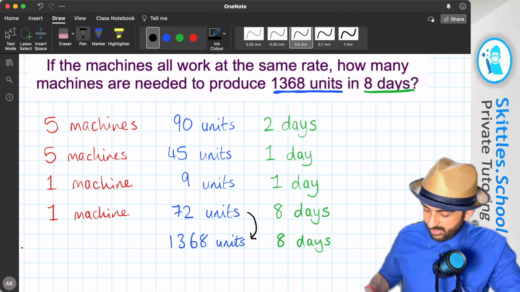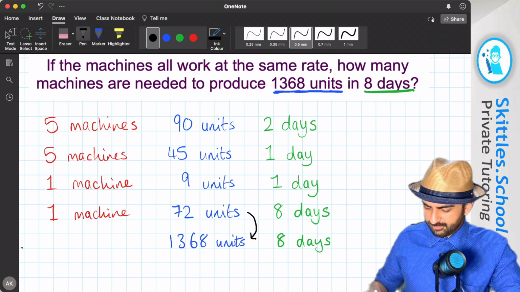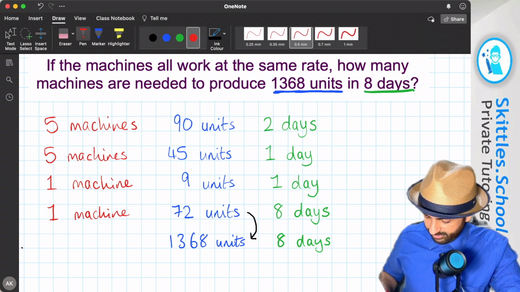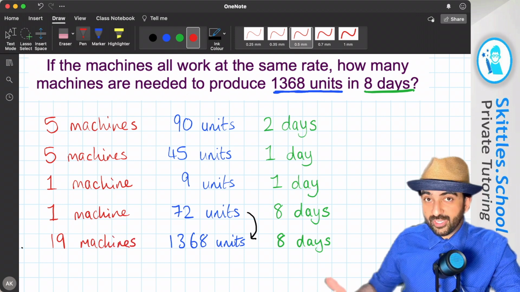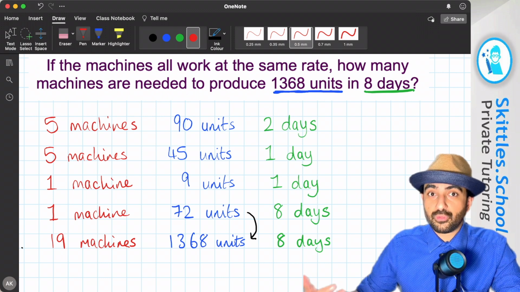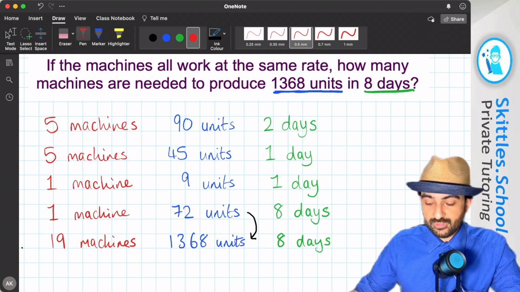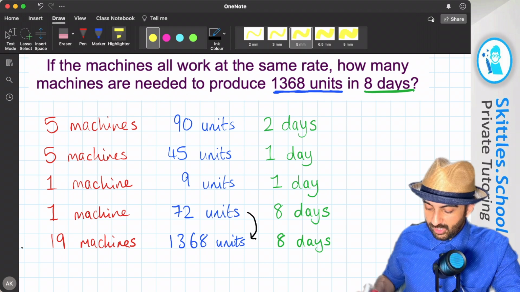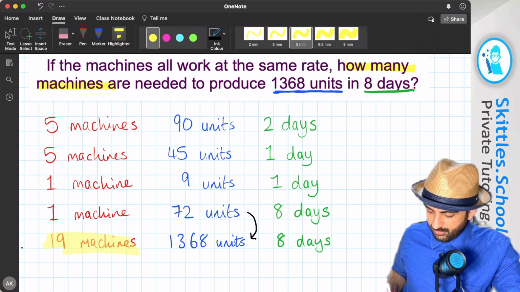You can divide them and you find out that it's 19. So you need 19 machines working for 8 days to produce 1,368 units. And that's exactly what the question asks. How many machines? So the answer is 19.